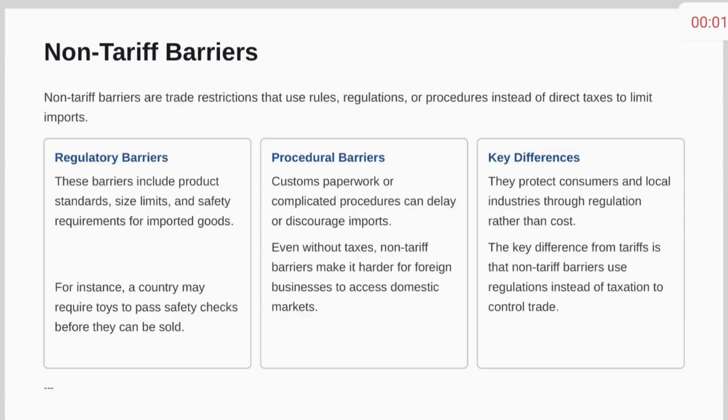Non-tariff barriers. Non-tariff barriers are trade restrictions that use rules, regulations, and procedures instead of direct taxes to limit imports. Regulatory barriers. Procedural barriers, where the customs or paperwork and complicated procedures can delay or discourage imports.